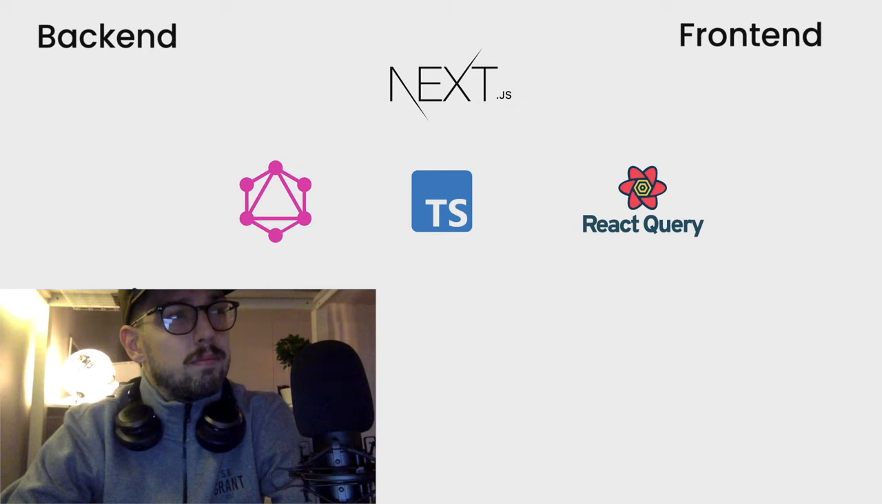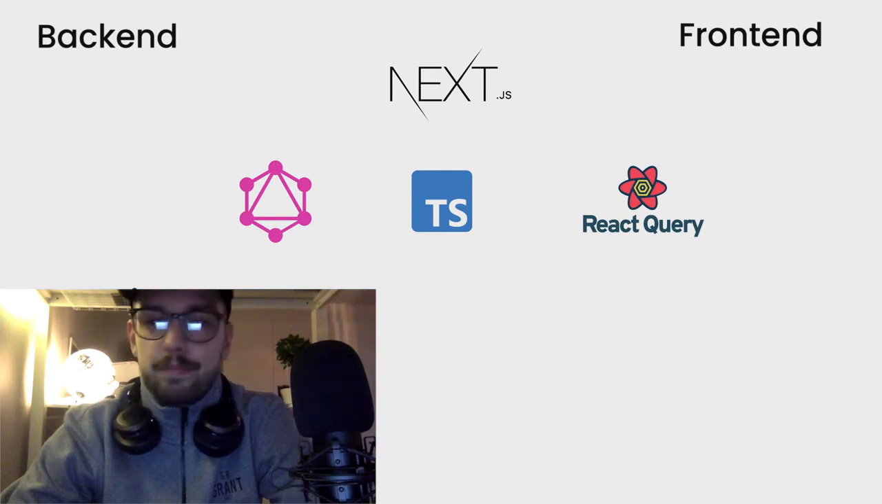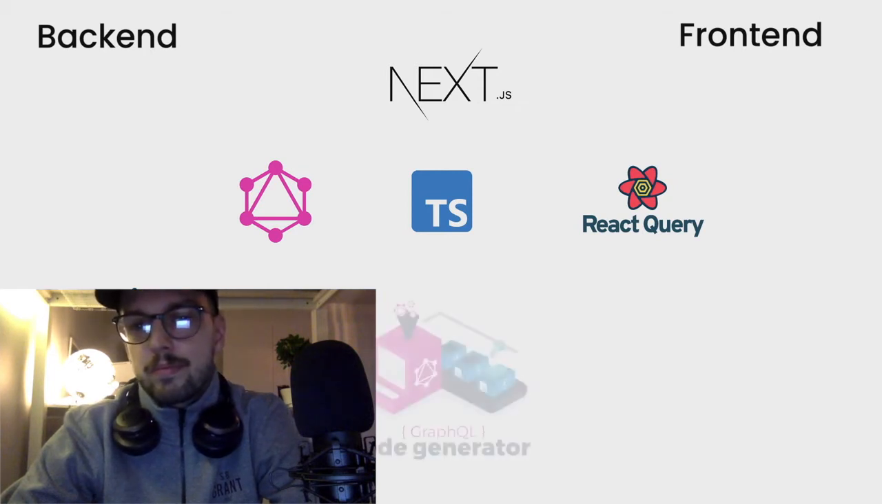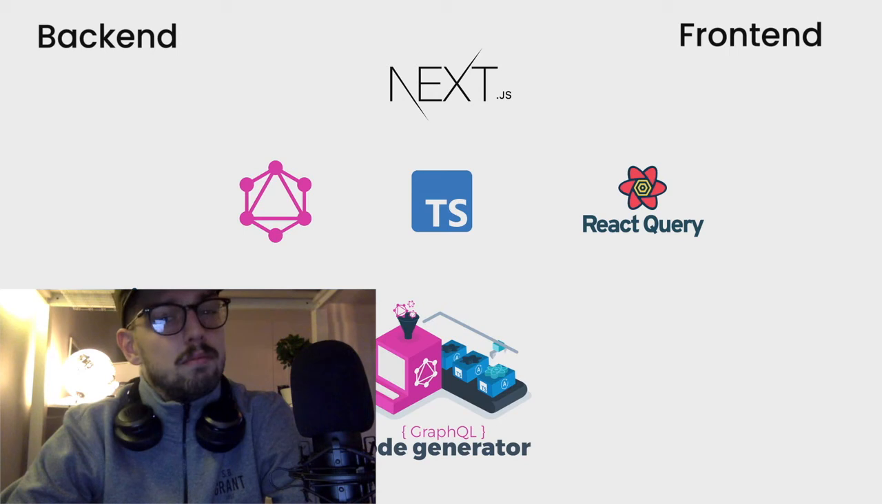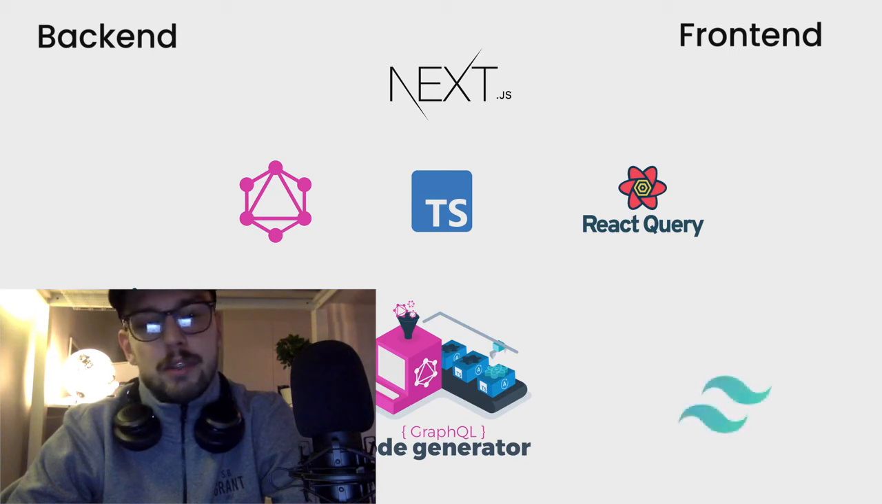To make the project a bit faster, I'm also going to be using something called GraphQL Code Generator. What GraphQL Code Generator can do is read your GraphQL schema and generate TypeScript files. So whenever you want to use your GraphQL schema in your project, you can just import those types from the generated file. For styling the application, I'm going to be using Tailwind CSS, which is a library to make it super easy to style your code.